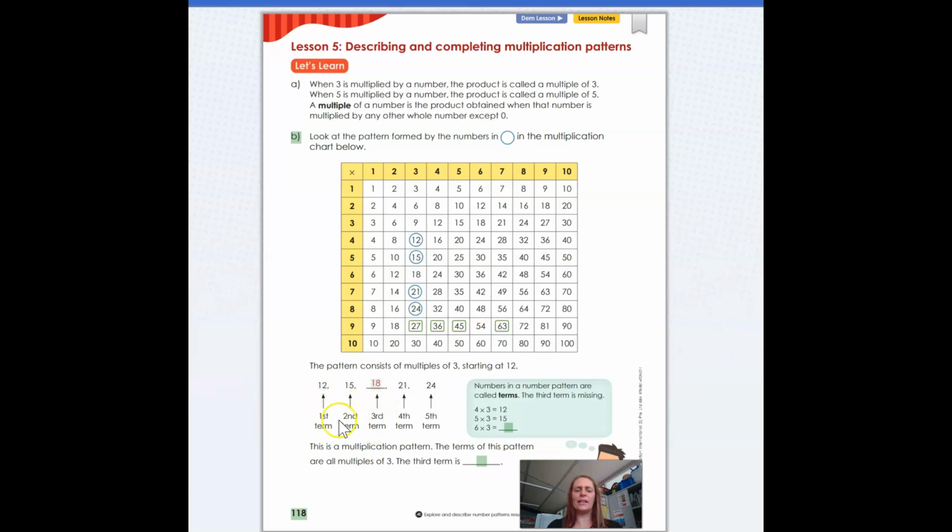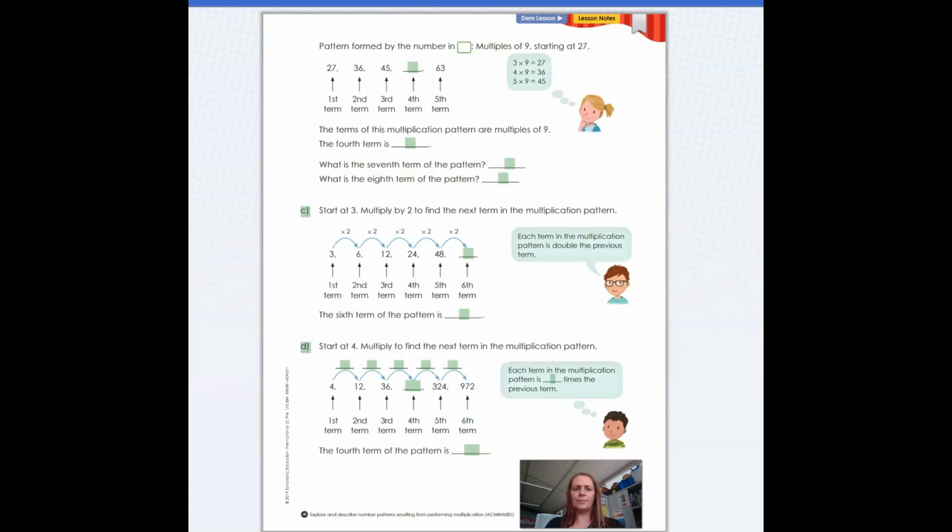So we write that in. The third term is 18. And here, 6 times 3 equals 18. Remember, when we're doing our prime book, they repeat. They want to get that information in your head, and so we repeat it several times in several different ways. Let's go to the next page.